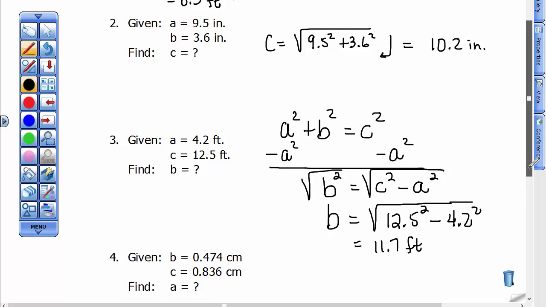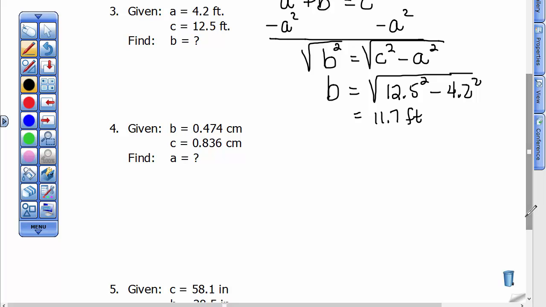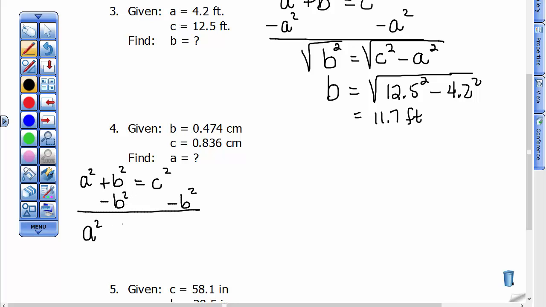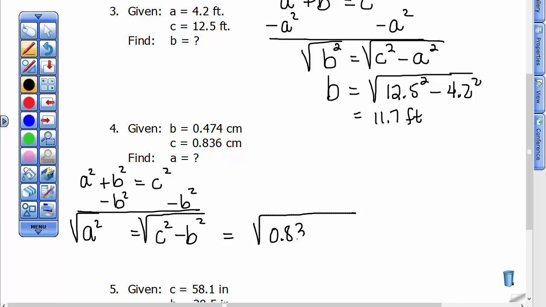Likewise, if I wanted to find side a in this next problem, I'm going to do this work over here. Similar situation, but this time I want to get a alone, so I'm going to subtract b squared from both sides of the equal sign, and I'll have a squared equals c squared minus b squared. In order to find a, I'll take the square root of both sides, so a in this problem would be found by taking the square root of c squared minus b squared, and you should get 0.689. My unit should be in centimeters.